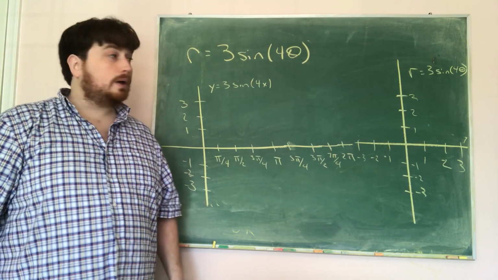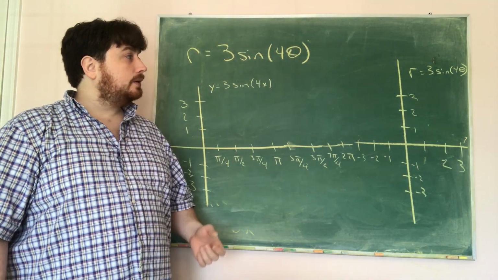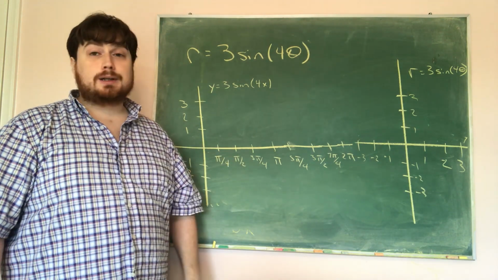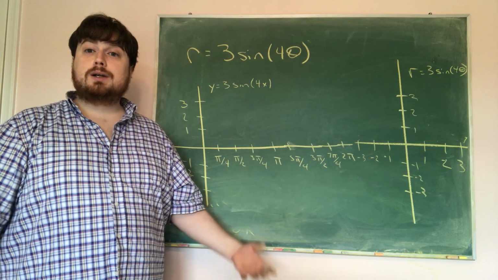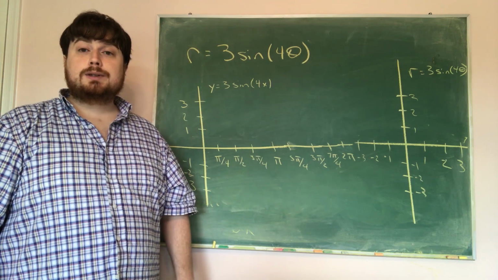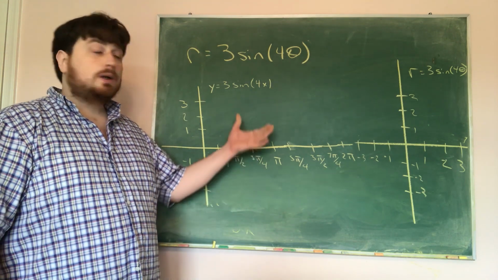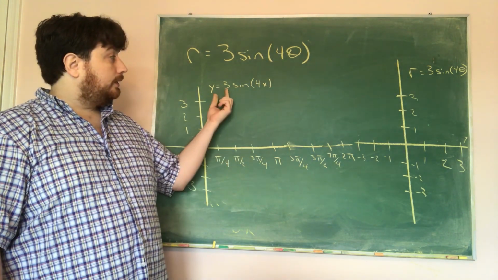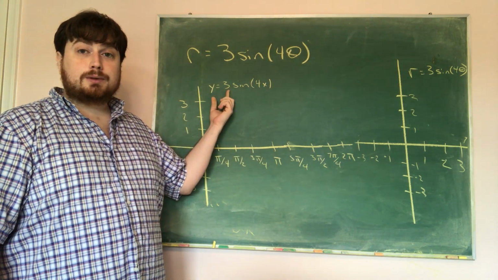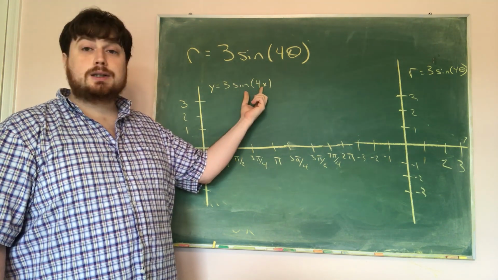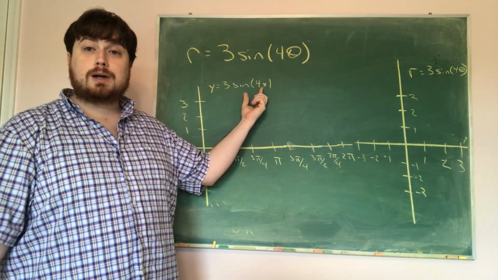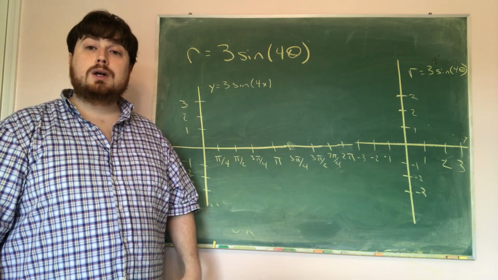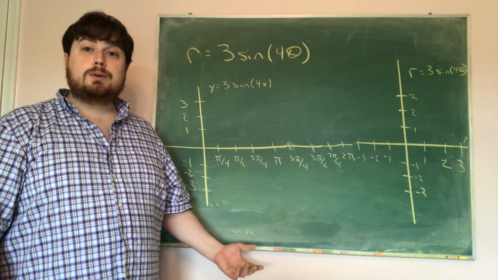Alright, so in order to get our graph of r equals 3 sine of 4 theta, we're going to start off by graphing the function y equals 3 sine of 4x. That is, we'll graph y as a function of x. The reason we start this way is because we know what sine curves look like. The 3 out front means the amplitude is 3. The 4 on the inside gives us a period of 2 pi divided by 4, which is pi over 2. And so we can plot this one out fairly quickly.